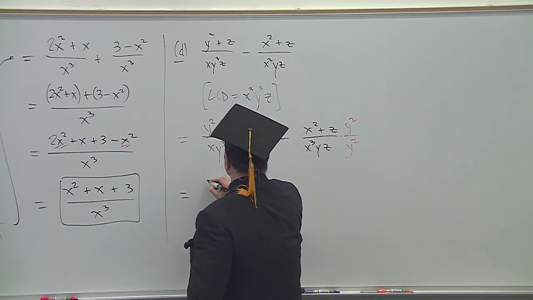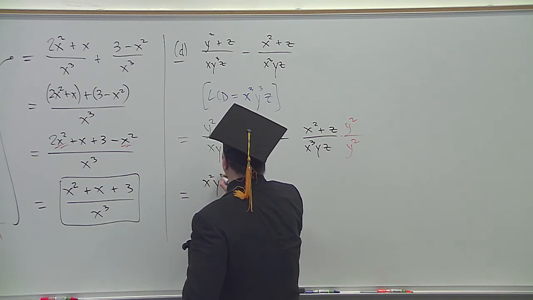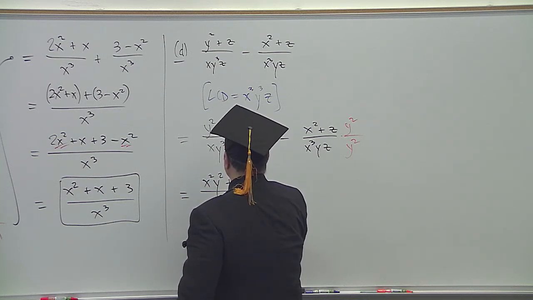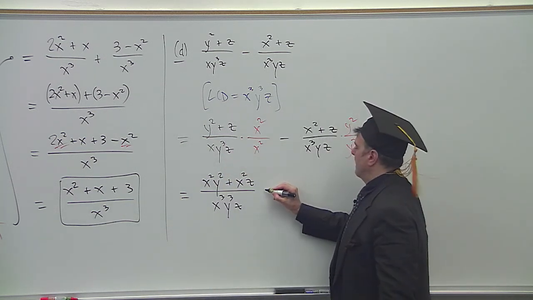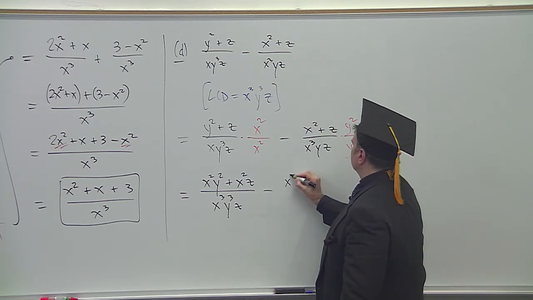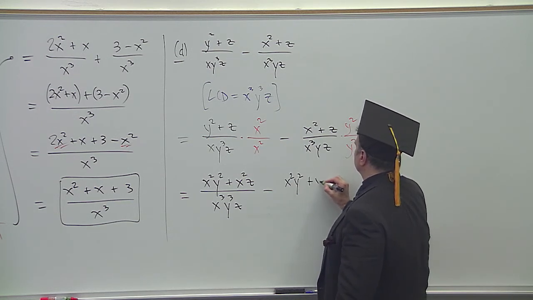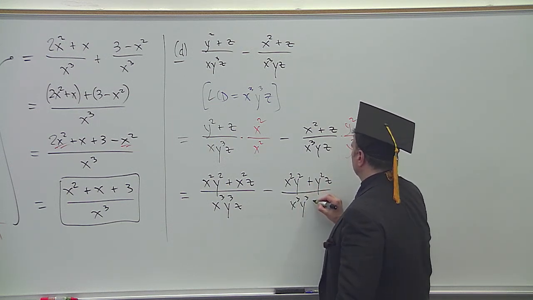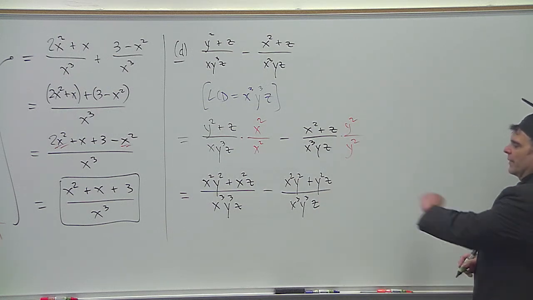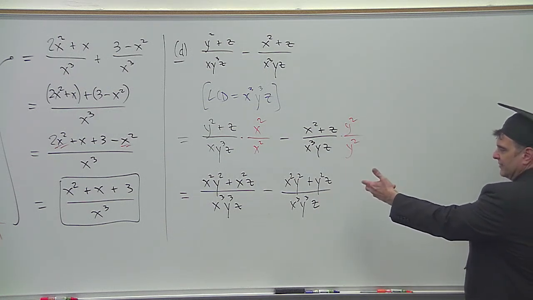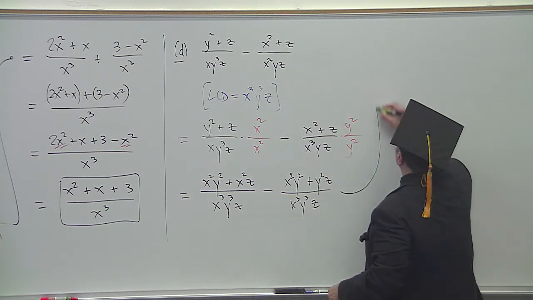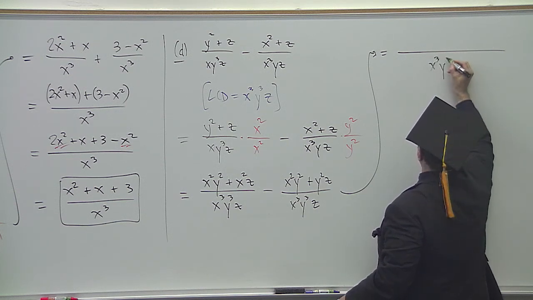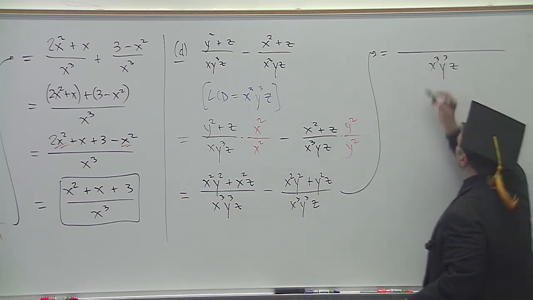Multiply this out, and we get, writing these in alphabetical order, x squared y squared plus x squared z over x cubed y cubed z minus, multiply out, x squared y squared plus y squared z over x cubed y cubed z. We now have our difference written as fractions with a common denominator. We may write the whole thing as a single fraction with that common denominator, x cubed y cubed z.